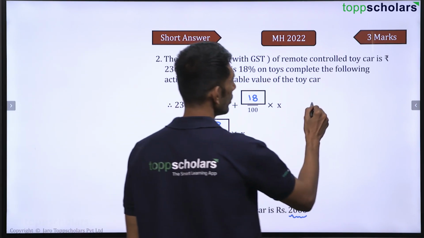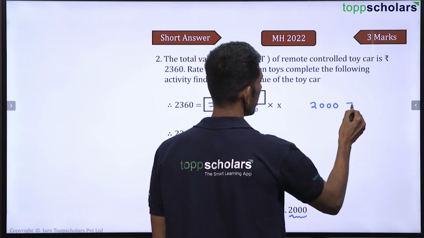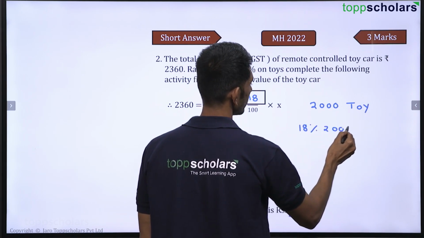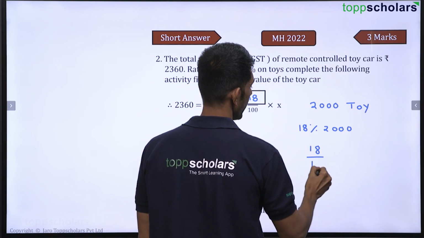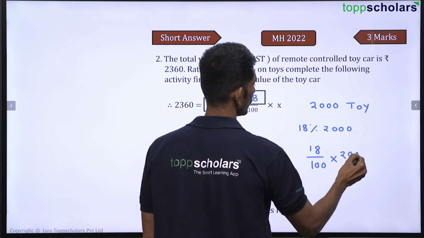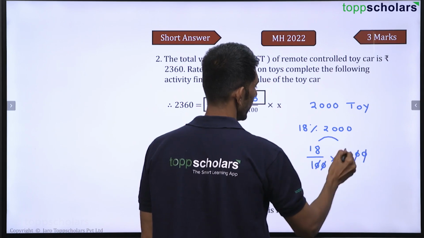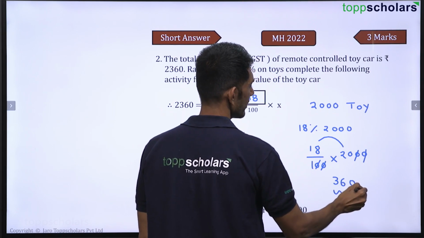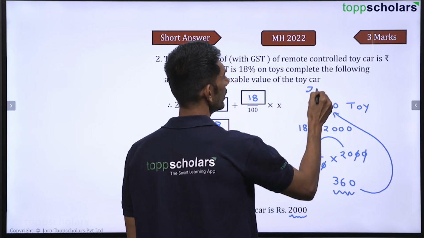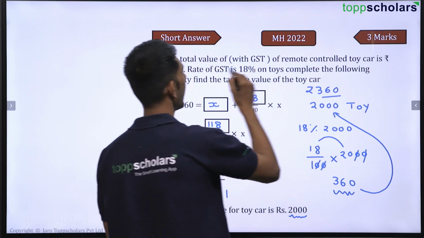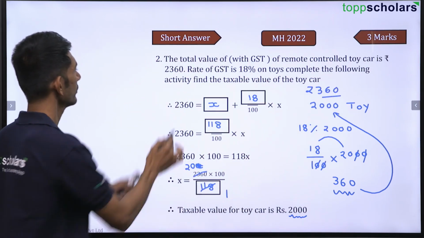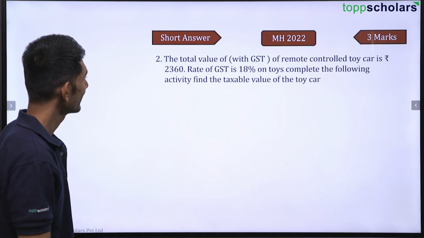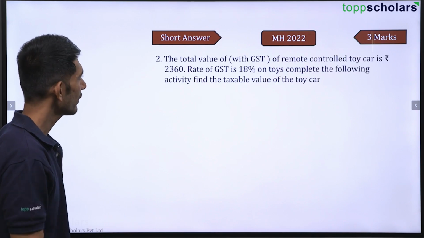You can check. 2000 is the actual price of the toy, and find out 18% of 2000. That is 18 by 100 into 2000. 18 twos are 36, and the zeros give 360. If you add 360 to 2000, you get 2360, and that gives you this. That means our answer is correct. Right? Perfect. So that's how we have solved it.